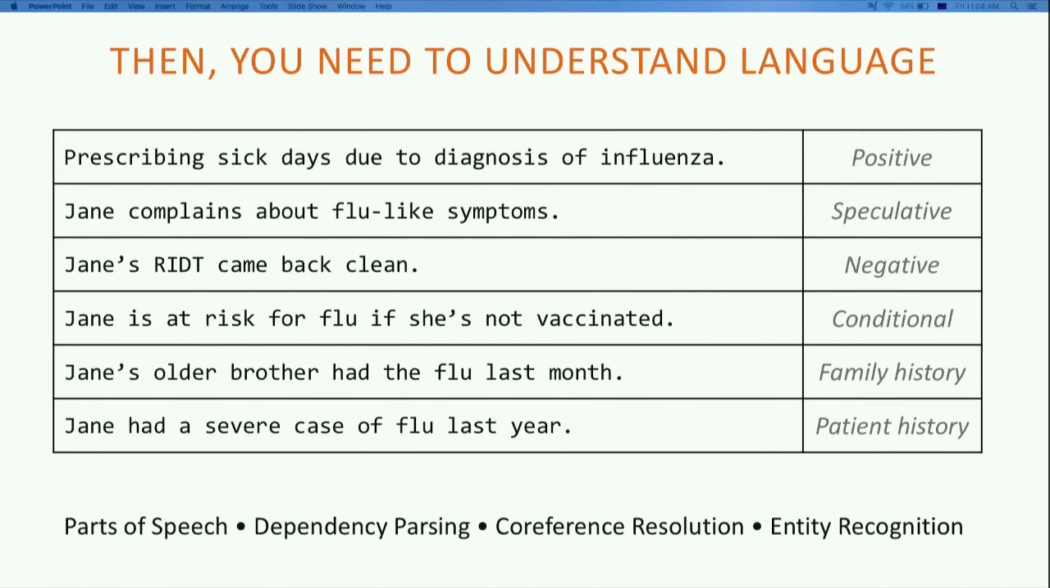You start looking at NLP algorithms, so I need to know that if she's not vaccinated, that she refers to Jane, so that's a coreference resolution problem. I need to know that RIDT is the test for influenza. Therefore, if the test is negative, it means that you don't have it, right? And sometimes the reverse: if the test is positive, it means you don't have it. And obviously, it depends on having some domain knowledge. I need to be able to do entity recognition, so recognize that Jane is a person and influenza is a disease. And really, that's where NLP and NLU algorithms fit in.